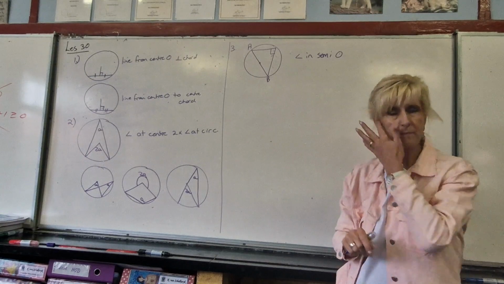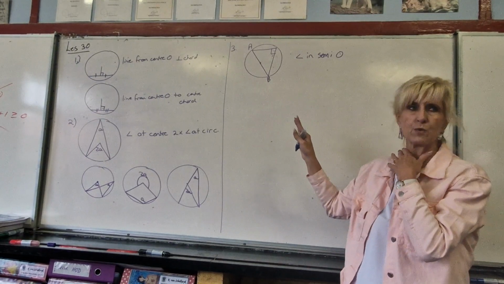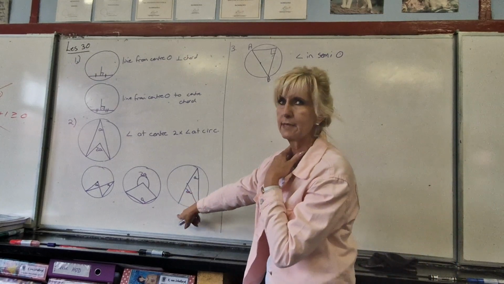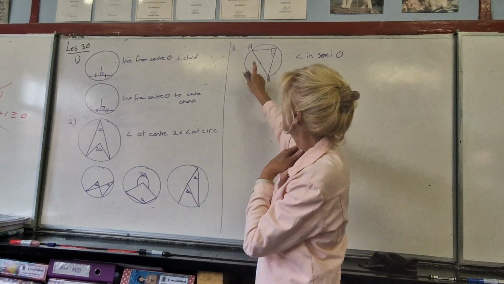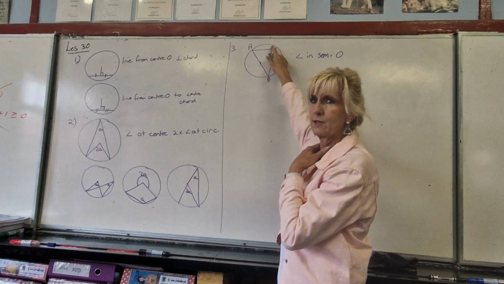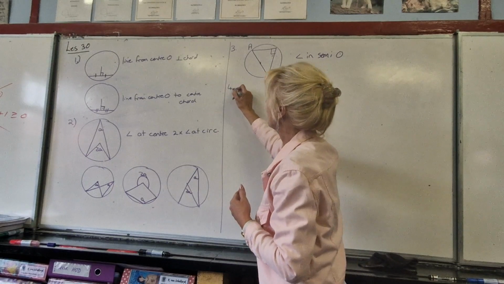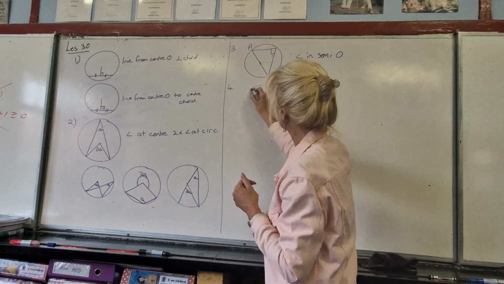Happy on that? Okay. Actually, sometimes they consider this one still to be angle at the center twice the angle at the circumference, because the angle at the center is 180, twice the angle at the circumference, 90. Are you with me? Number 4, bow tie.